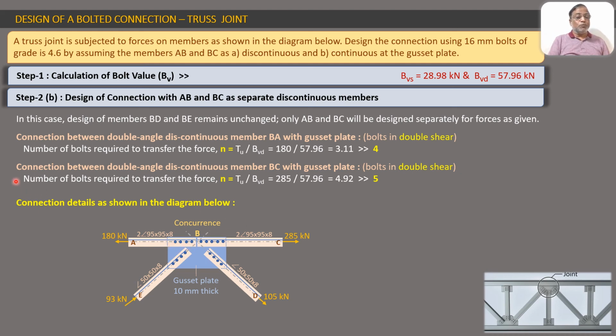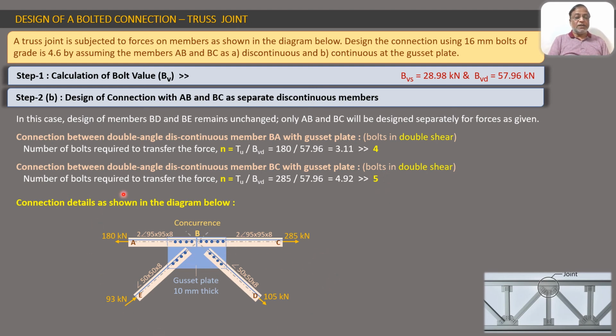Now coming to the second, BC, connection between double angle discontinuous member BC with gusset plate where the bolts are in double shear. We have N equal to TU upon BVD again. The value of TU is to be taken as 285, upon the value of BVD, 57.96, as seen here. So this value is 4.92. So you require 4.92, rounded off to 5. So you require 5 bolts to connect BC to this gusset plate.